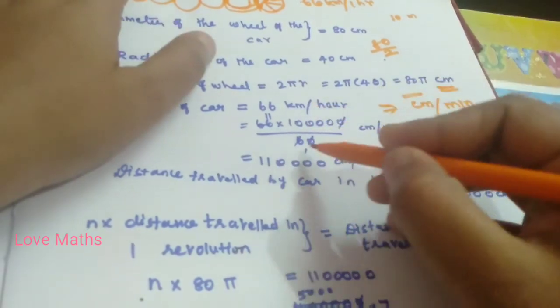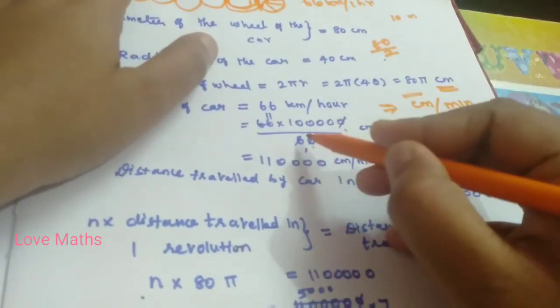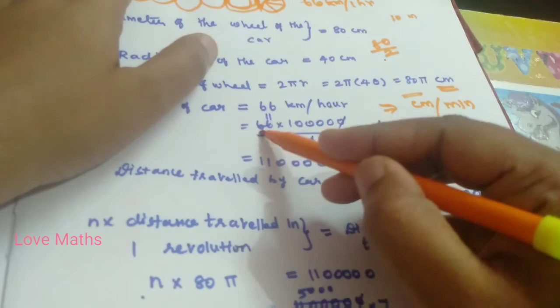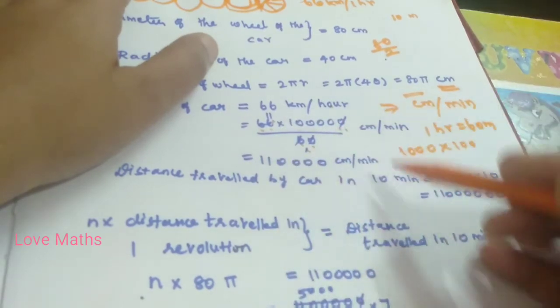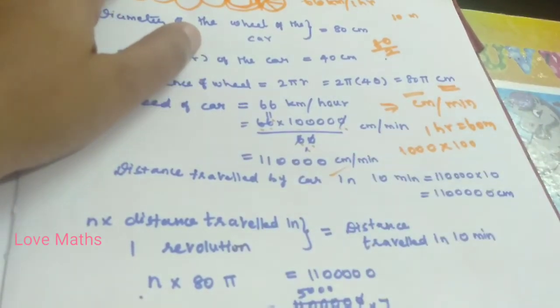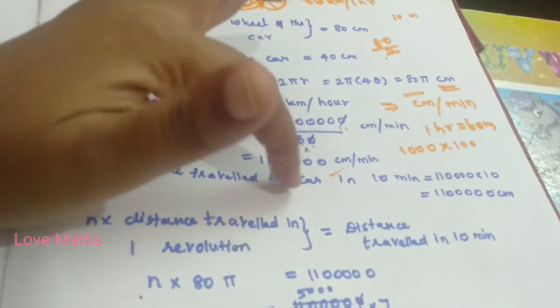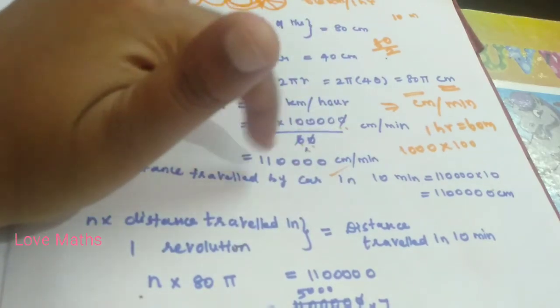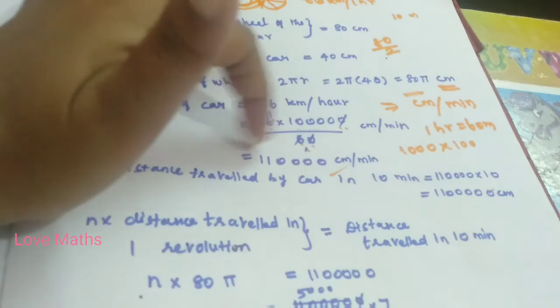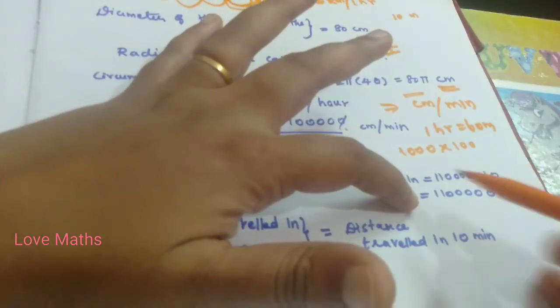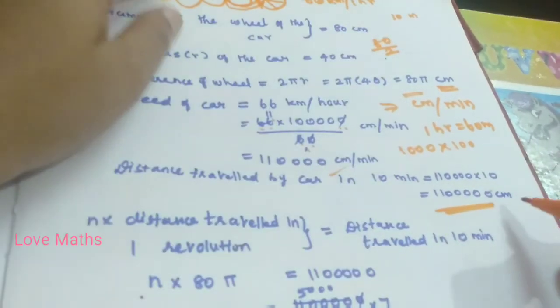So now you can cancel this 0 and this 0. 1 6 is 6, this is 11 6 are. So 11 into 10,000, you get this answer. So the distance covered by the car is calculated for 1 minute. For 10 minutes, multiply with 10, adding another 0.